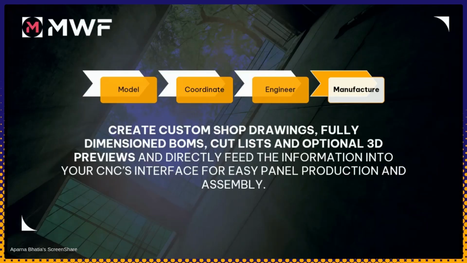of materials, cut lists, and also if you want to show a nice little 3D preview of your model, since it's all in Revit, you can definitely do that. And it also directly feeds this information up into Onyx, and Onyx feeds it to your CNC. So output a CNC file for you to be able to do your production.